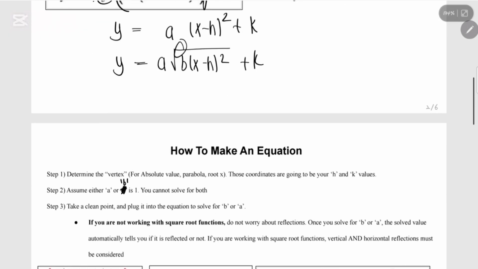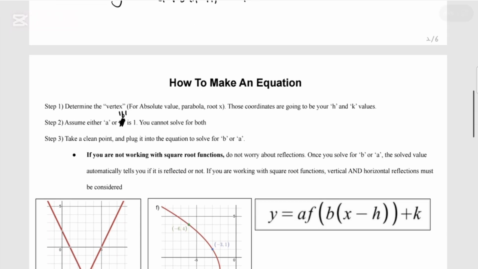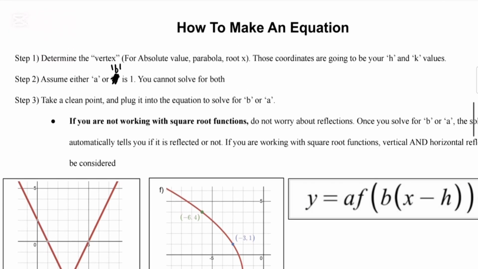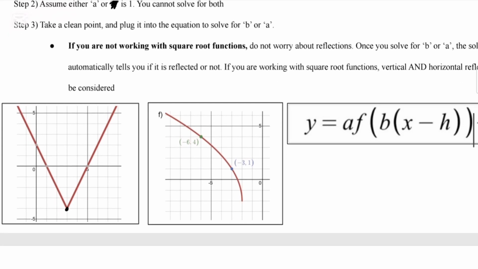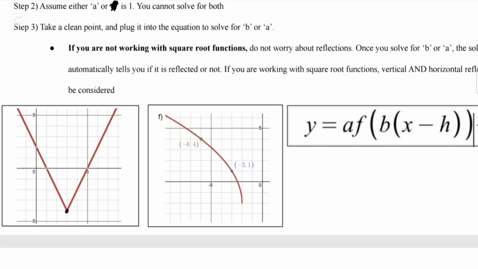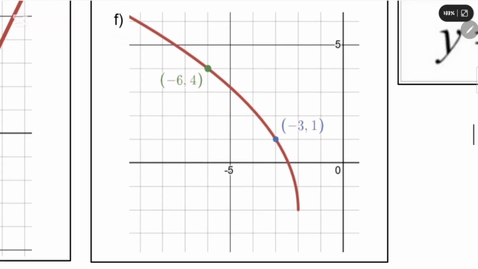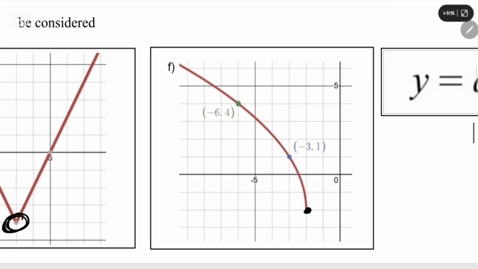Okay, so let's go on to how to actually make an equation. The first step is to determine the vertex. The vertex basically applies for all the parent functions except for the reciprocal. I will talk about the reciprocal later. So what the first step means is you identify where a function starts or where it peaks. For an absolute value function, it obviously peaks here. That's your vertex.